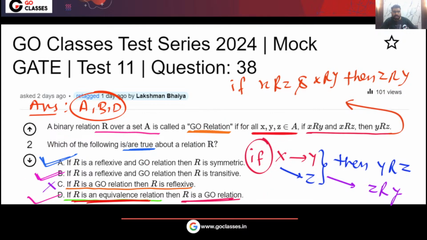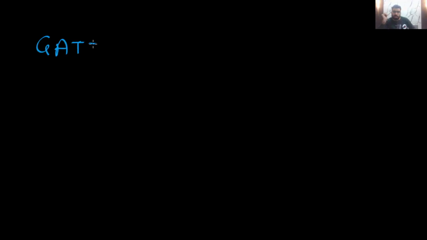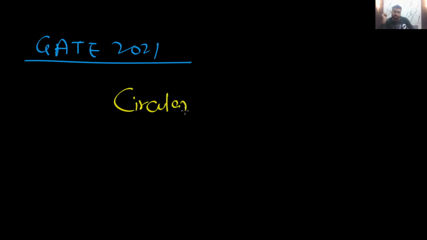I hope you understood the analysis. So tell me, are you confident for the GATE exam? See, in GATE 2021, they defined a new word, circular relation. If you remember, you can check the GATE 2021 question.